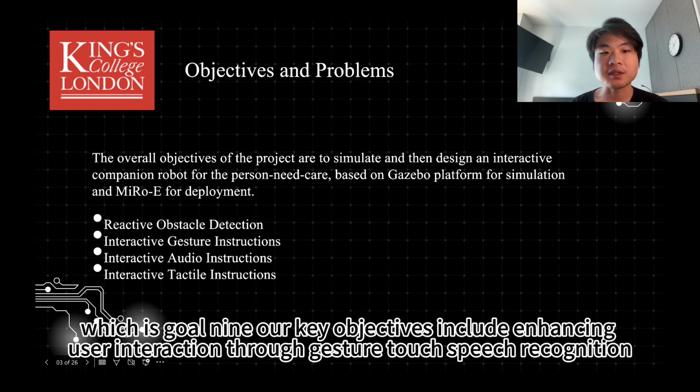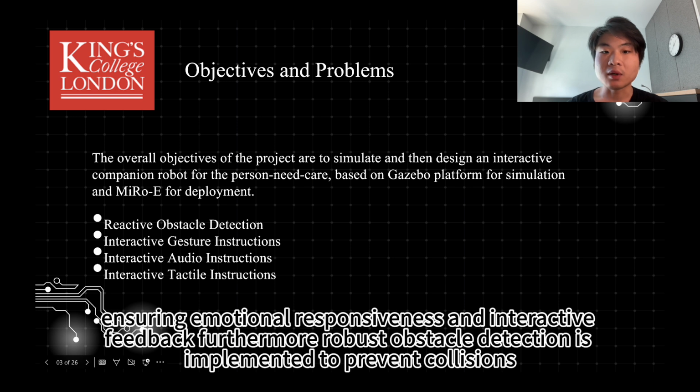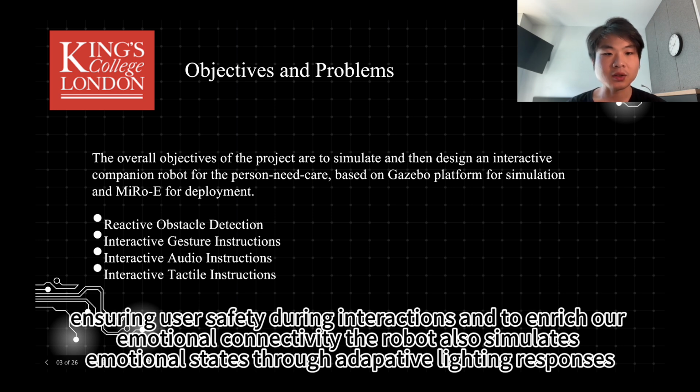Our key objectives include enhancing user interaction through gesture, touch, and speech recognition, ensuring emotional responsiveness, and interactive feedback. Furthermore, robust obstacle detection is implemented to prevent collisions, ensuring user safety during interactions. And to enrich our emotional connectivity, the robot also simulates emotional states through adaptive lighting responses.